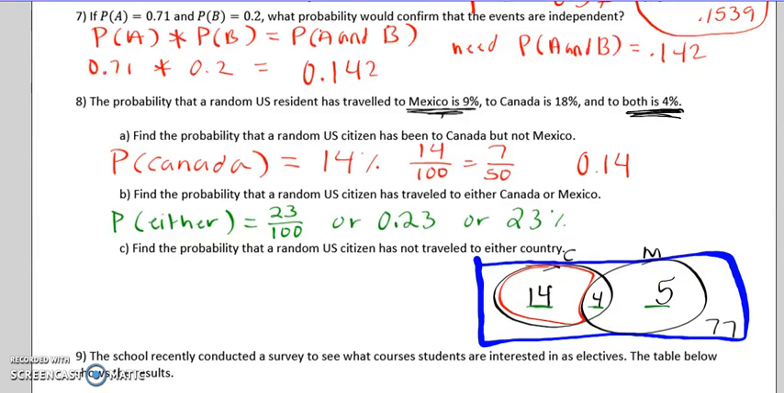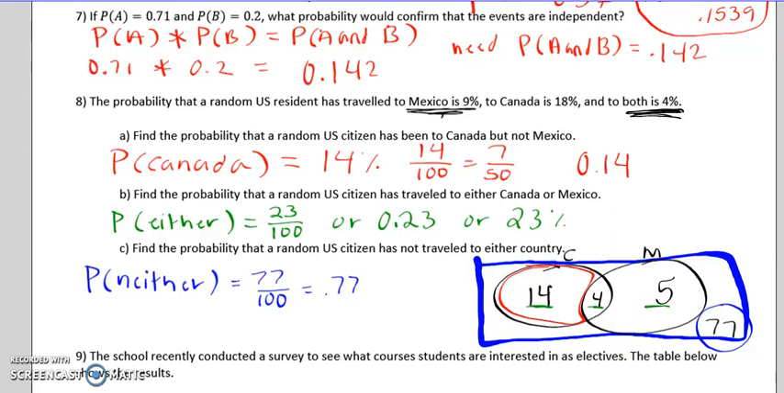All right, and then C says find the probability that this random U.S. citizen has not been to either country. So if we're doing the probability you've been to neither, well, we already found that when we filled out our Venn diagram. That was 77 people who said that they had never, or 77% had not been to either. So we can do 77 out of 100, or 0.77. And that would be the number, or the probability that you have been to neither country.